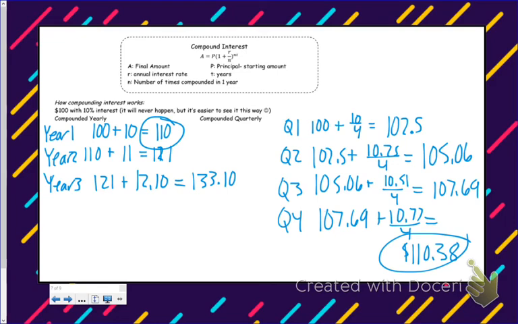So the way this formula works, we have to consider P as principal, that's your starting amount. Our annual interest rate, we always write as a decimal, so if it's 5%, it would be 0.05. Our time, we need to consider in years because it's an annual interest rate. So if you're looking at 18 months, you need to use that as 1.5 years. And then N is the number of times that it's compounded in a year. If your interest is compounded daily, then your N would be 365. If it's compounded quarterly, your N would be 4. If it's compounded semi-annually, then it would be 2.